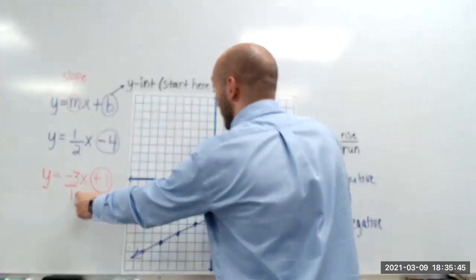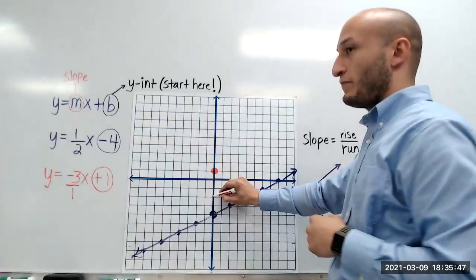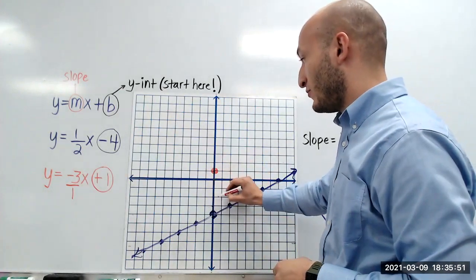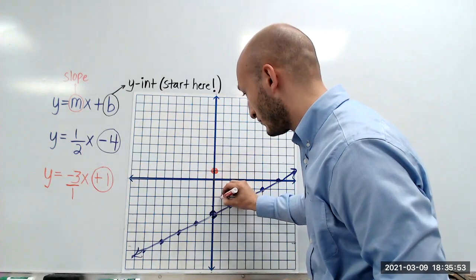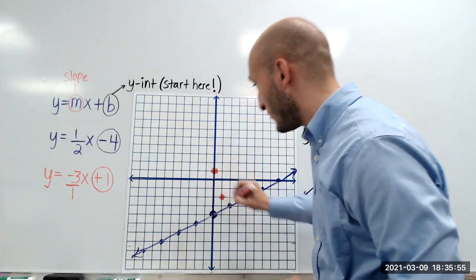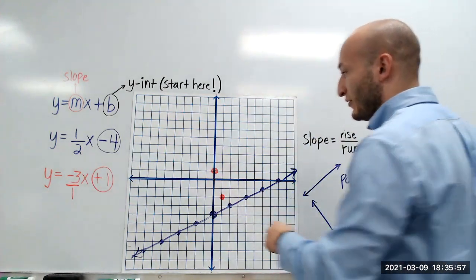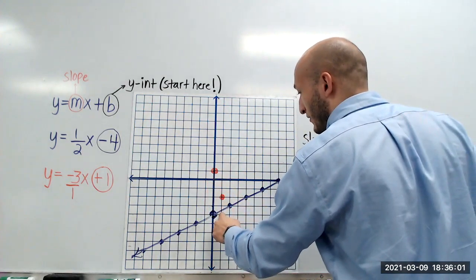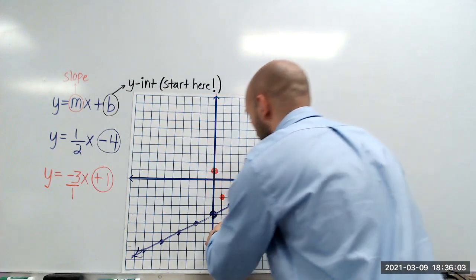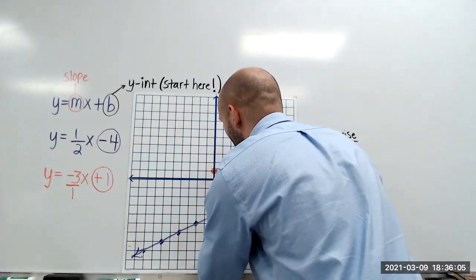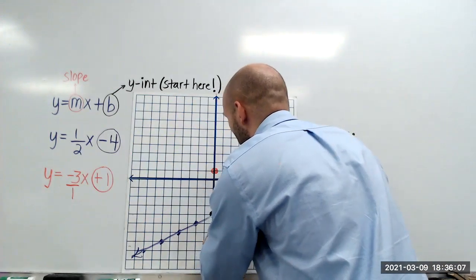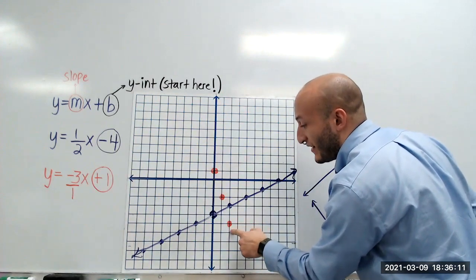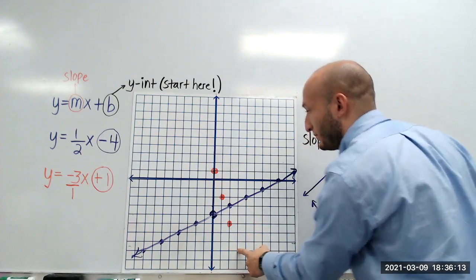I still have to include the 1, and that's run. Okay. And the 1 is a positive, so I'm going to move to the right. And that's where I plot my point. I'm going to keep doing that. So I went down 3 to the right 1, down 3 to the right 1. And I always start from my previous point. So this was the last point I plotted. I'm going to start there and say down 3 to the right 1.